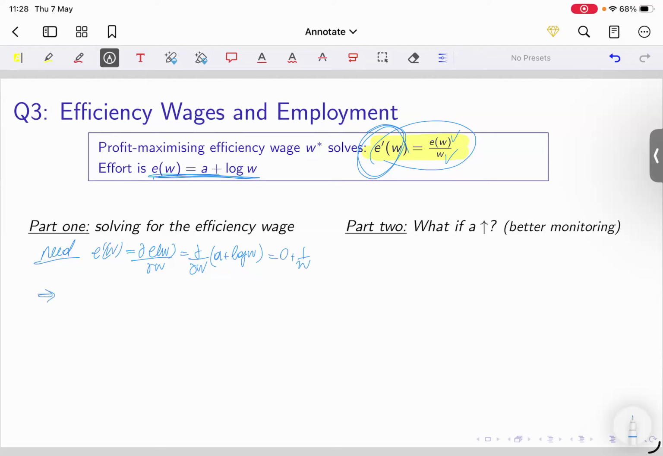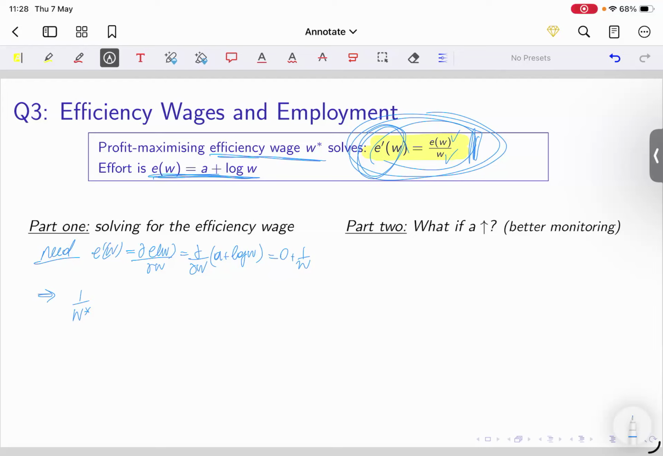So let me just substitute in this formula here. E prime of W, I just found it. This is 1 over W. I already put a star here because I'm already solving it. I know that the solution to this equation here is the efficiency wage. Before, it was just a generic W. This is the variable; it can take any value. This is a specific one.